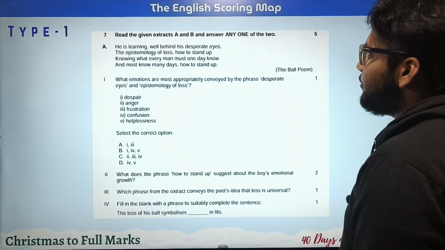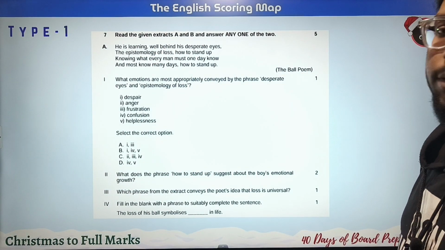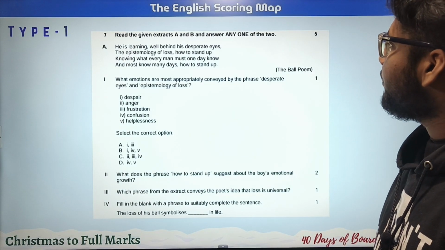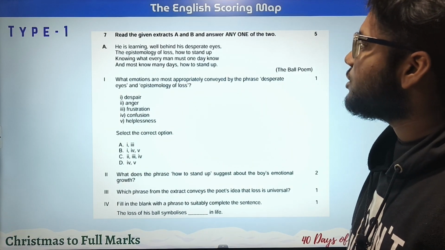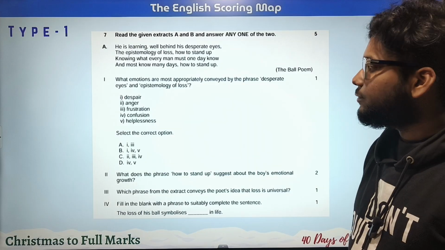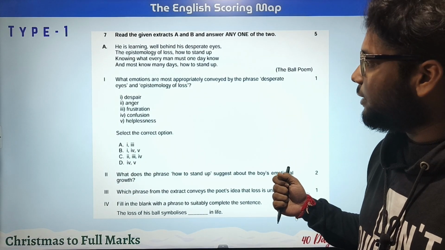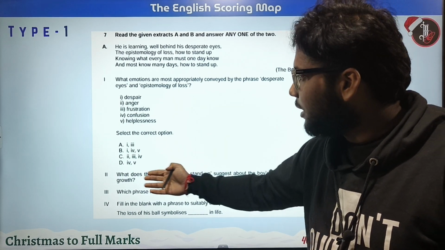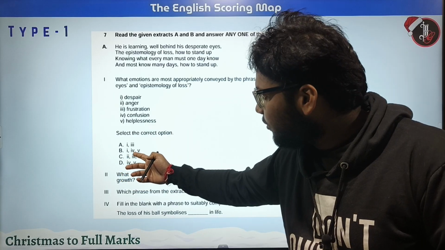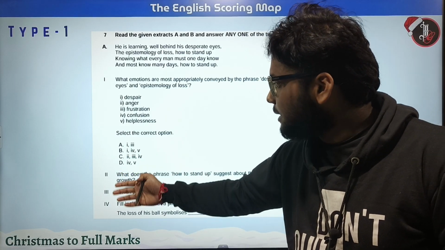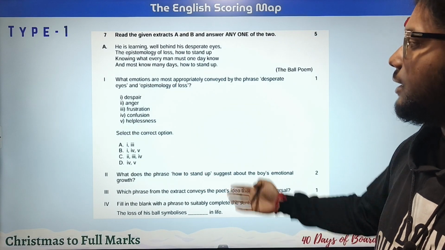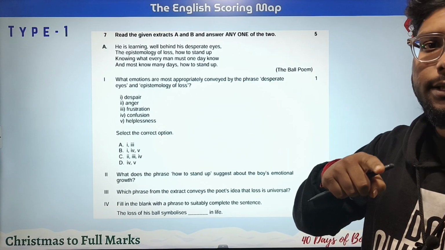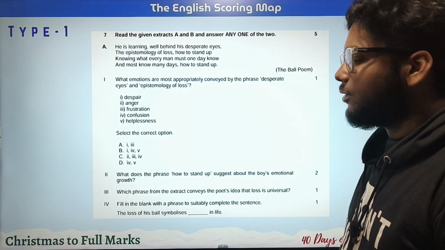Now, let's try to figure out the question. What emotions are most appropriately conveyed by the phrase desperate eyes and epistemology of loss? This is an MCQ basically. You have options: A, 1 or 3; B, 1, 4 and 5; C, 2, 3 and 4; and D, 4 and 5. You have to select the correct option. I'm not going to answer this, okay? You have to answer this and let us know in the comment section. Let's see how many of you are right.